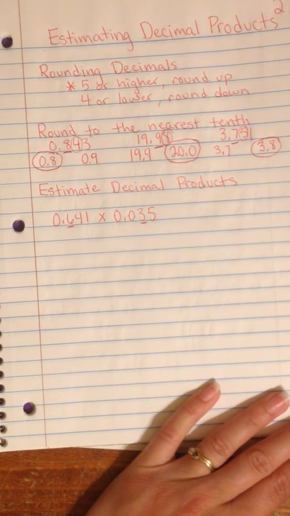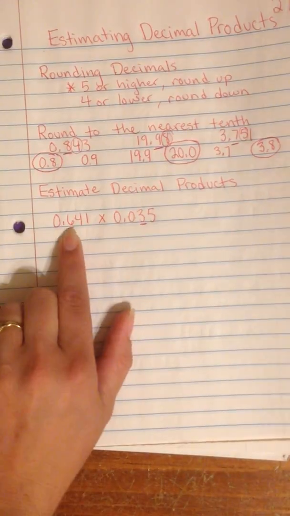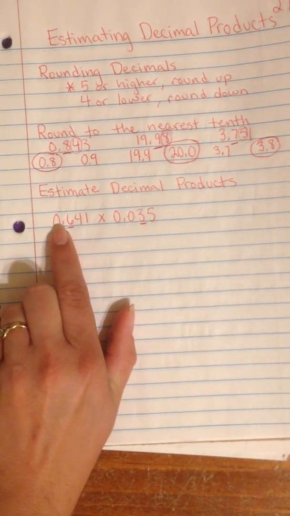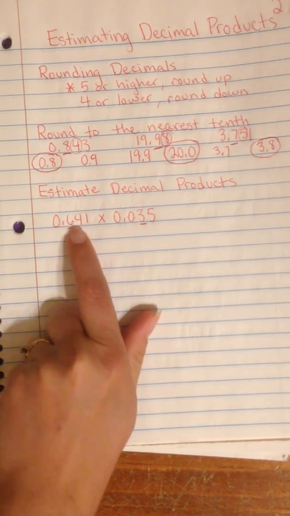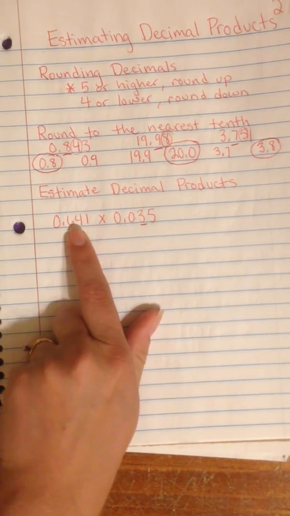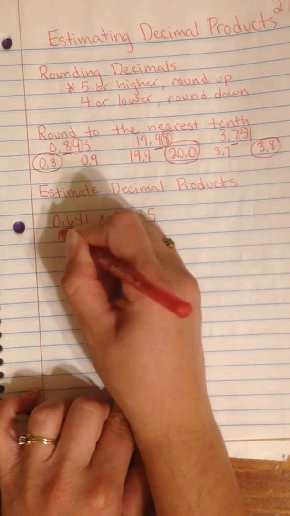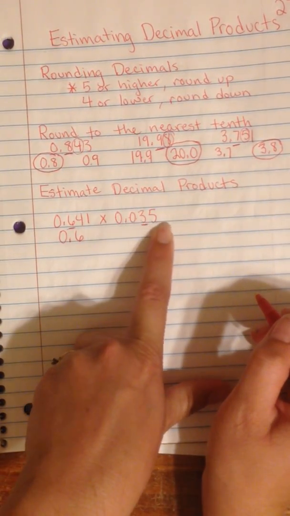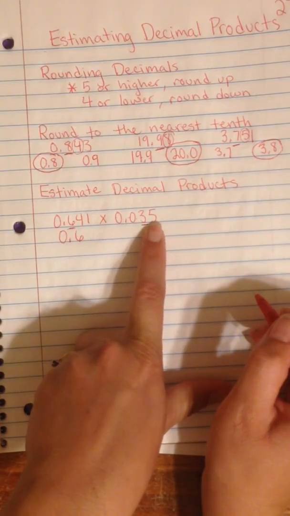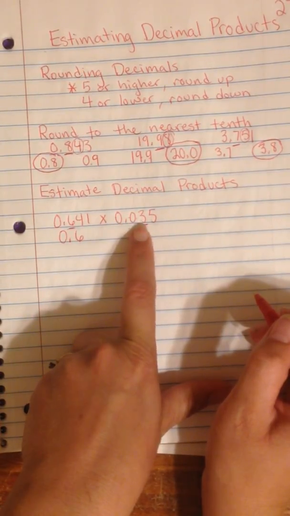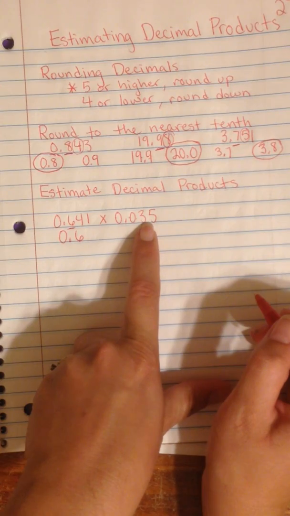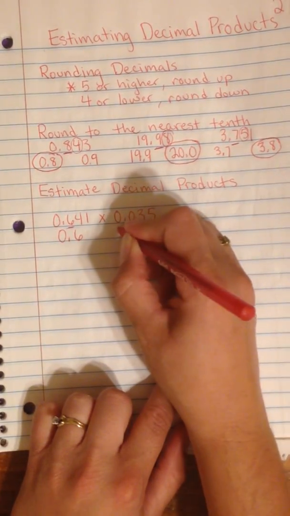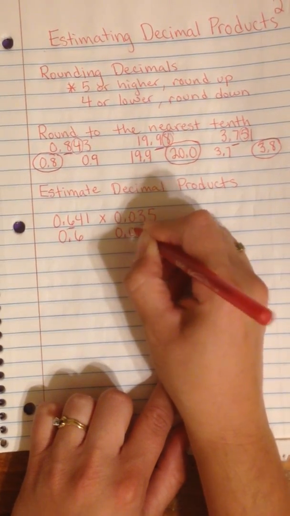Okay, so let's go ahead and round these. So to the nearest tenth, this is either going to be 0.6 or the one higher, 0.7. So we look at the 4, because that's 4 or lower, we're going to round down. So this would round to 0.6. This one here, 3.5, so it's either 0.03 or 0.04. Because of the 5 or higher, we round up. So this would be closer to 0.04.